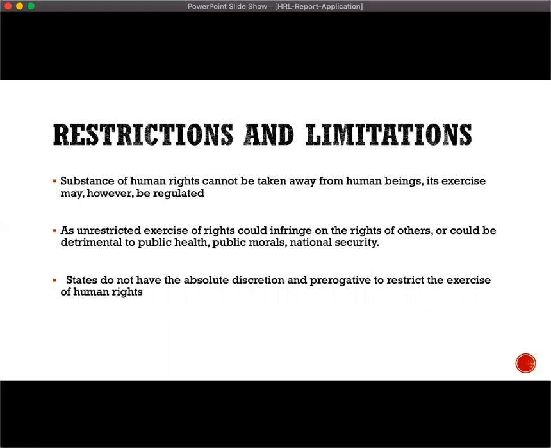So for restrictions and limitations. The substance of human rights cannot be taken away from human beings. Its exercise may, however, be regulated, as an unrestricted exercise of rights could infringe on the rights of others or could be detrimental to public health, public morals, and national security. States do not have absolute discretion and prerogative to restrict the exercise of human rights.